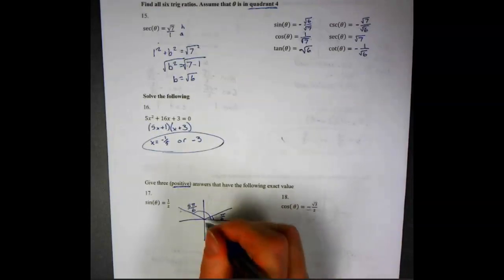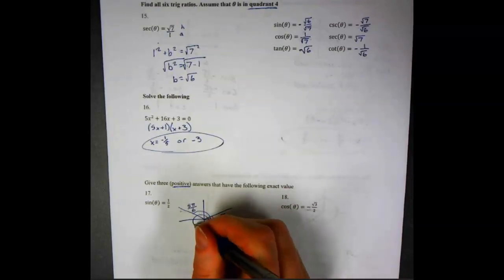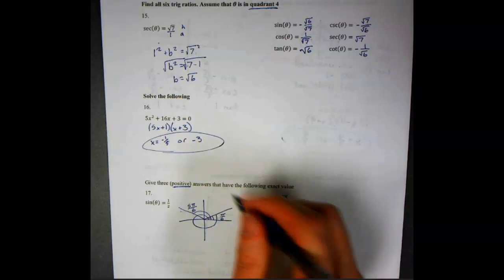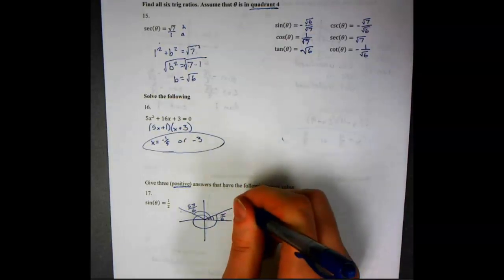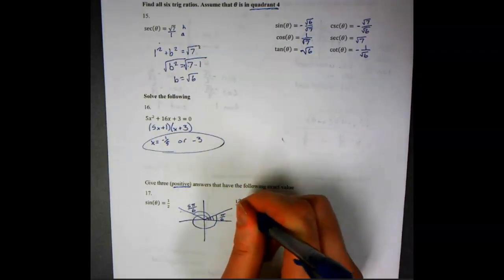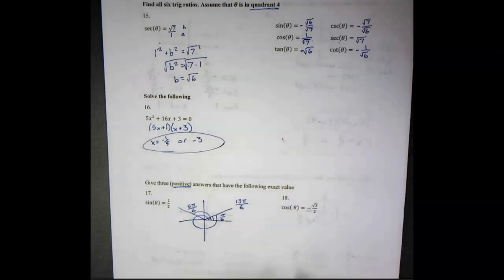And the third time, we'd have to go all the way back around, and that would be at 13 pi over 6. So there are 3 of the possible solutions.